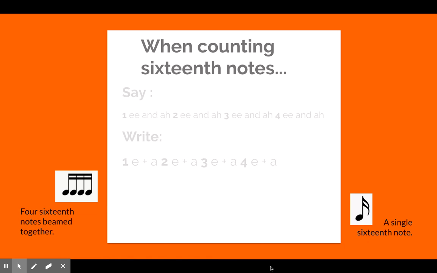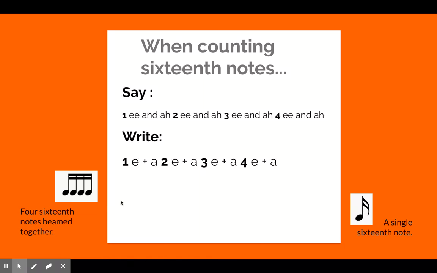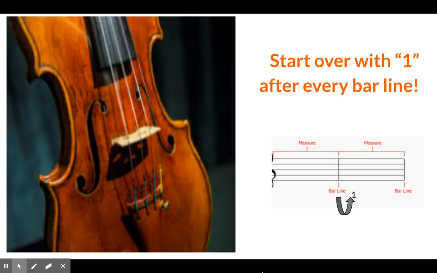16th notes are similar in that they have the 1 and the and, but they have to add 2 more things in order to represent every note in a 16th note pattern. We say 1 e and a 2 e and a 3 e and a 4 e and a, and rewrite it using just the letter for e and a: 1 e plus sign a.